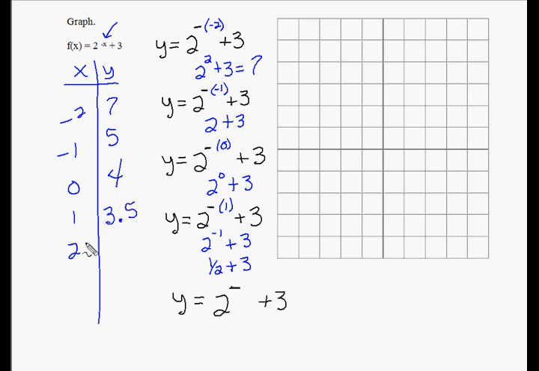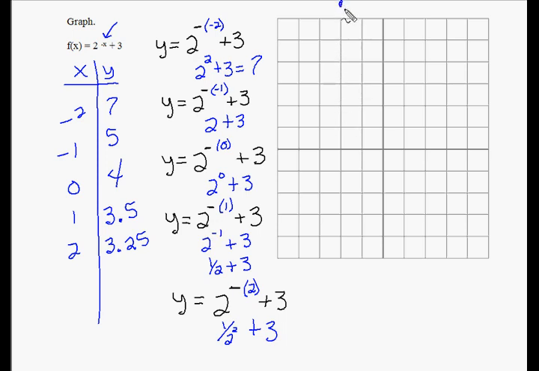So the last number we need to put into this original equation is positive 2. And 2 raised to the negative 2 is 1 over 2 squared plus 3. Oh, sorry, I'm talking to myself again. 2 squared is 4. So that's 1 over 4 plus 3, which is 3.25.